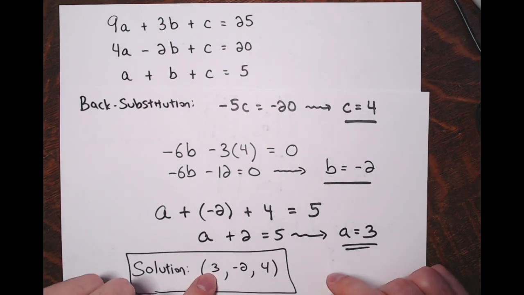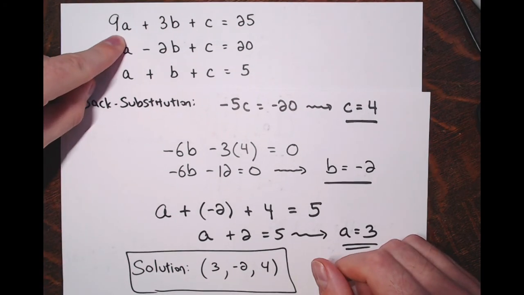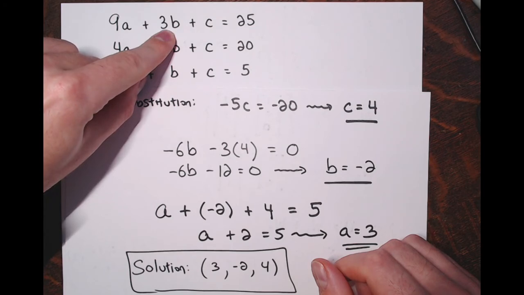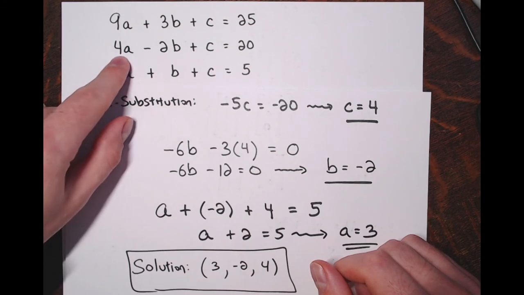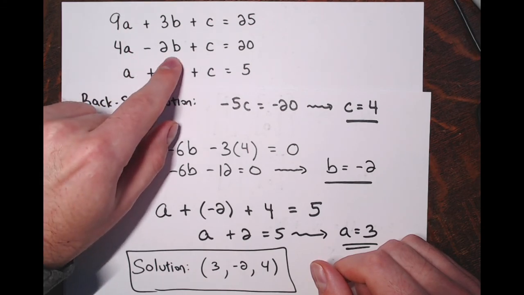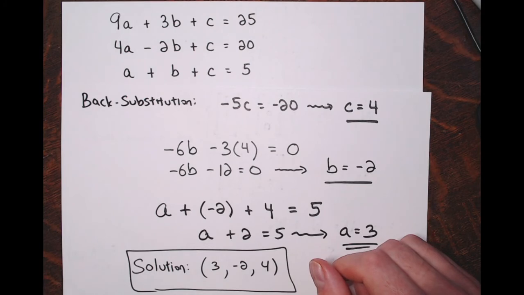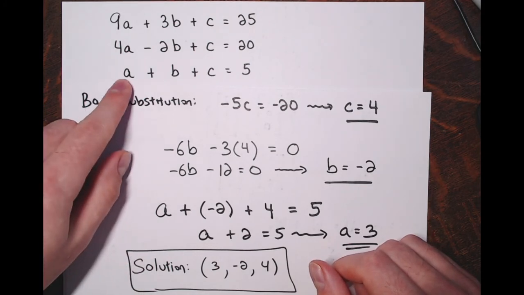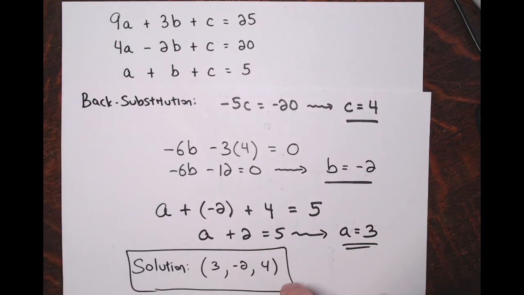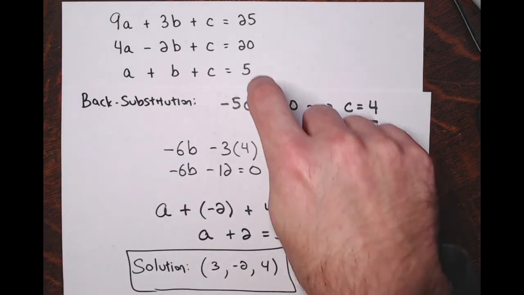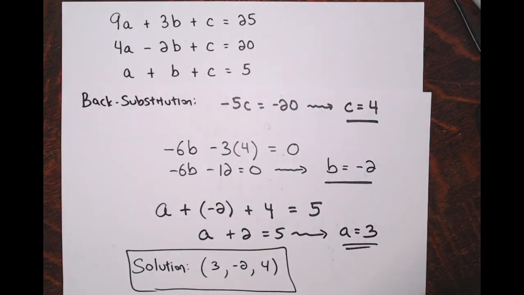Let's see. Put in 3 for a, -2 for b, and 4 for c. So that'd be 27 minus 6 would be 21, plus 4 would be 25. The first equation holds. Then the second equation, you'd have 12 plus 4 is 16, plus 4 is 20. That holds as well. And then 3 minus 2 is 1, plus 4 is 5. All three equations hold. This is indeed the solution of that system.